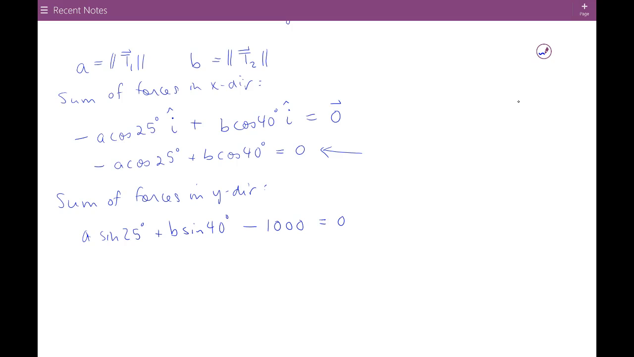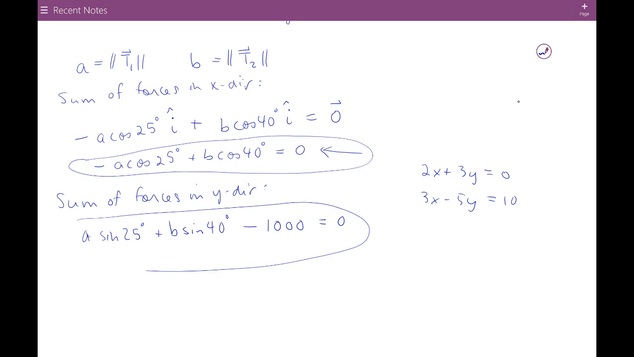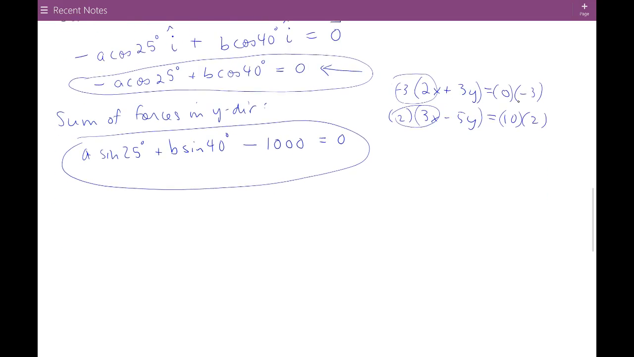So now basically what I have is something like 2x plus 3y equals 0 and 3x minus 5y equals 10. And that's a system of equations. So here's one equation, here's the other equation, two equations and two unknowns. So remember, to solve this one, you would have multiplied by, say, negative 3 on both sides of the top equation, and then by 2 on the second equation, so that you would get a negative 6x and a 6x, and the x's would cancel. What's the same idea here?